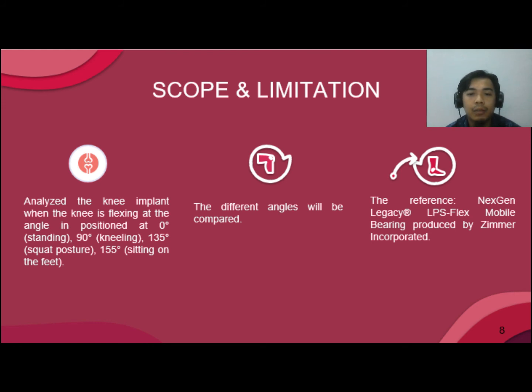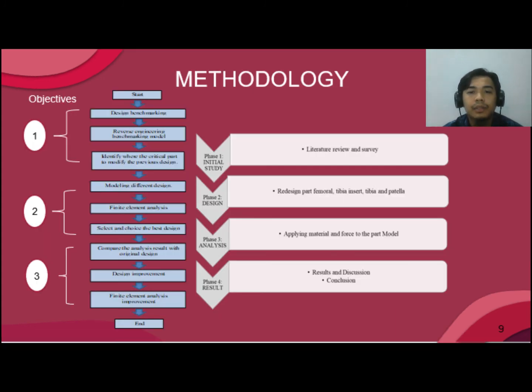The different angles will be compared in terms of total deformation, equivalent stress, shear stress, and contact pressure. Modification will be done in CATIA drawing software, while ANSYS software is used to determine the knee flexion performance characteristics. The reference knee implant model is sampled from the Next-Gen Legacy LPS Flex Mobile Bearing produced by Zimmer Incorporated.